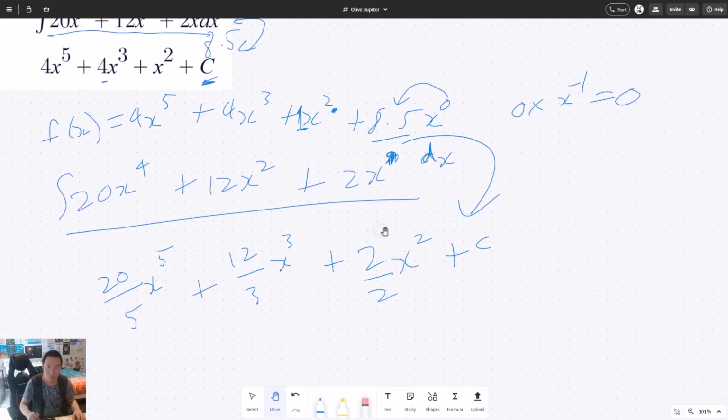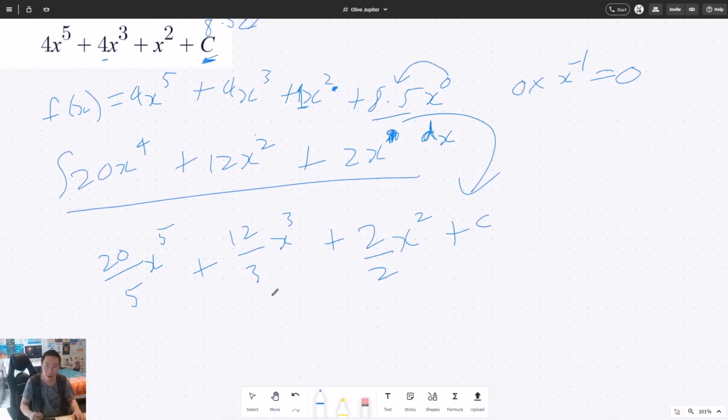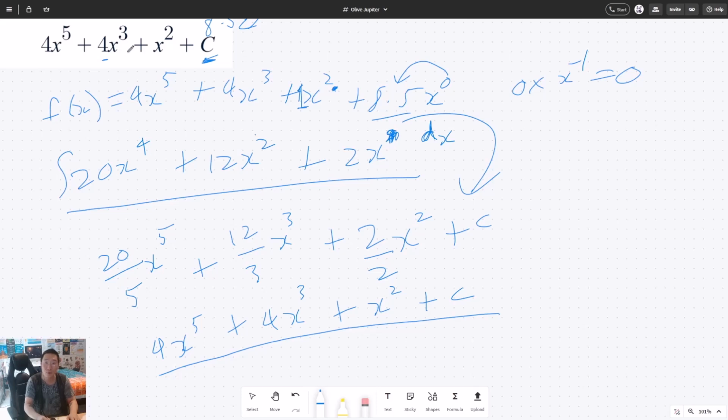Okay, guys. So now let's do some algebra. It will be 4x to the power of 5, right? 20 divided by 5 is 4, plus 4x cubed plus x squared plus c. So that is our answer. Now we have 4x to the power of 5 plus 4x cubed plus x squared plus c. So that is how we do integrals. So that is the basis of it.